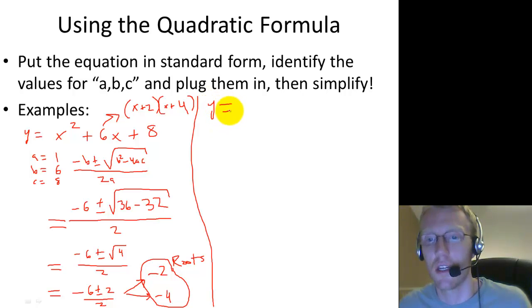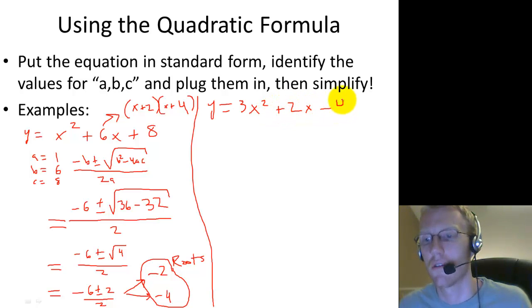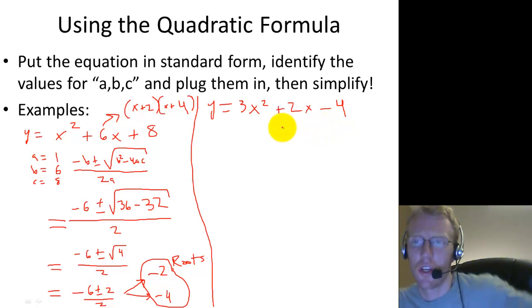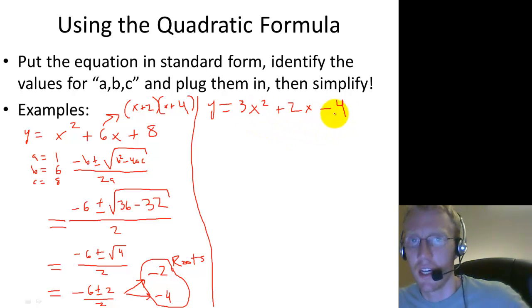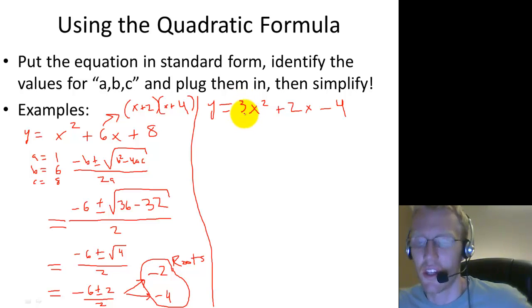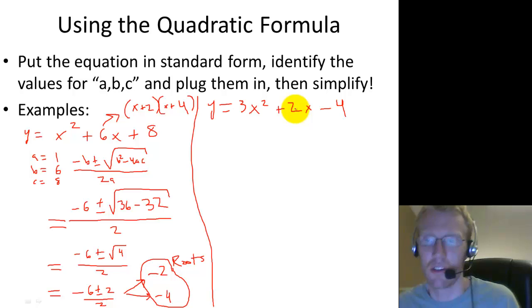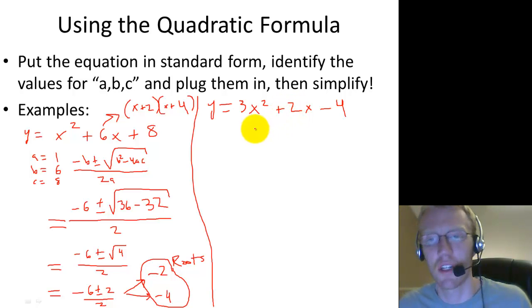So what if we had y equals 3x squared plus 2x minus 4. So you might start looking at this and thinking about it, and just by looking at it, well, it's got a 3 in the front, but none of these have a 3 in them, so you can't factor that out. So you might have to do some weird guess and check, and it's going to come out to be pretty nasty.